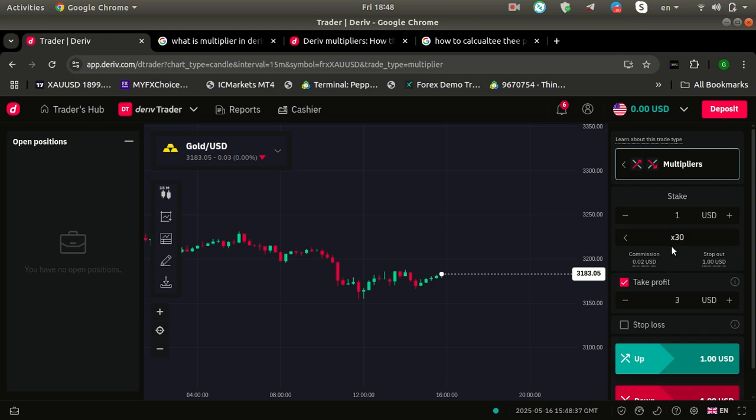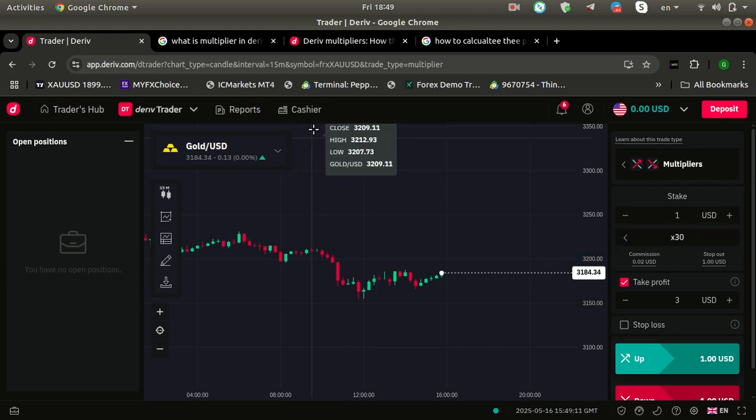Now I want to talk to you about these multipliers. Here is where we put in the stake, then here's where we select the multiplier that we want. When I click on the multipliers option, I see that I have different options to select here. So you have the 30 multiple, 50 multiple, 100 multiple, 150, and 300 multiple. So what do these multiples mean? What is a multiplier basically?